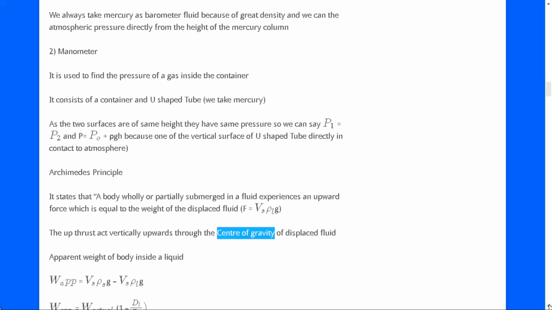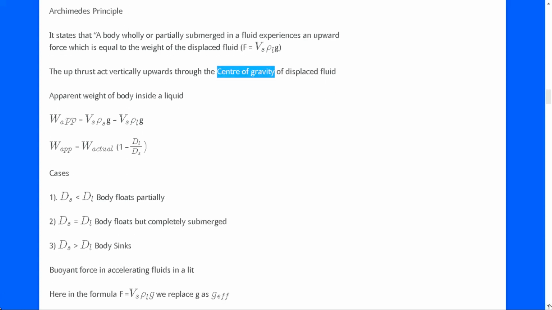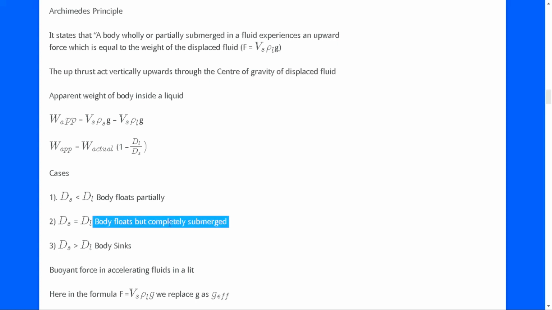Now the apparent weight inside a liquid. W apparent is equal to, for solid minus liquid, Vs rho s g minus Vs rho L into g. W apparent is equal to W actual into (1 minus dl by ds). Cases: if dl is greater than ds, body floats partially. If ds is equal to dl, then the body floats but is completely submerged. If ds is greater than dl, the body will sink.